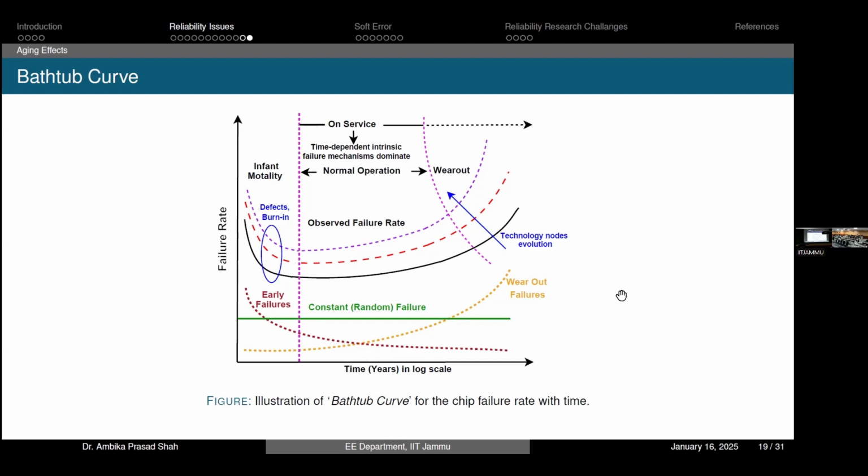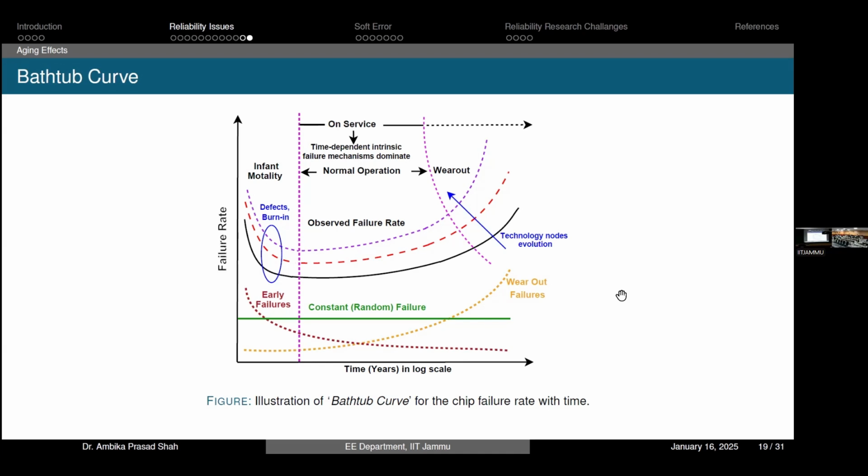Other than these things, yesterday we started discussing one more reliability concern that we can call soft error or radiation hardening. So why is radiation hardening important? Basically, if you are utilizing your chip or your circuit in harsh environments like space applications or nuclear environments, where the probability of high energy particles is very high, you need to make your circuit robust against those high energy particles.